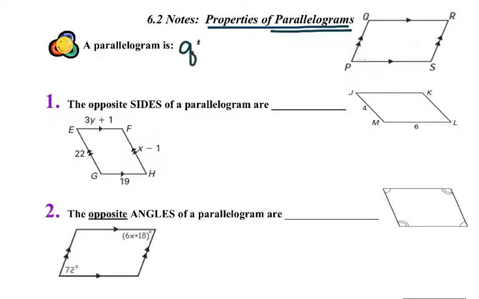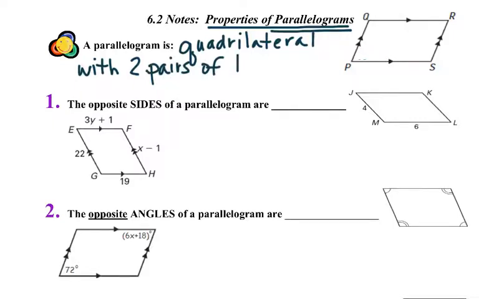A parallelogram is a quadrilateral, meaning it has 4 sides, a quadrilateral with 2 pairs of parallel sides. You've learned this shape probably as far back as elementary school. A parallelogram has opposite sides parallel, so those 2 sides are parallel, and then they put double little arrows there to show that those 2 sides are parallel.